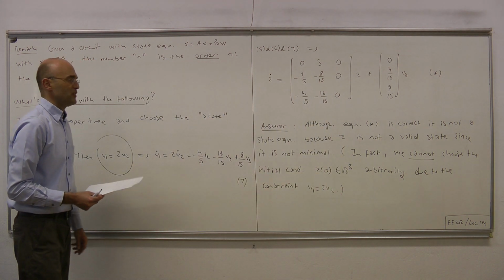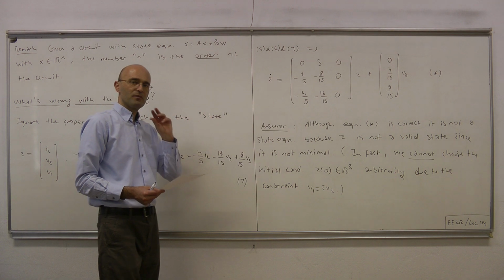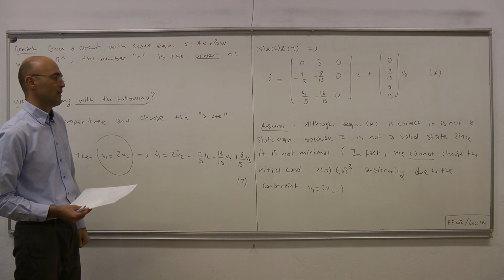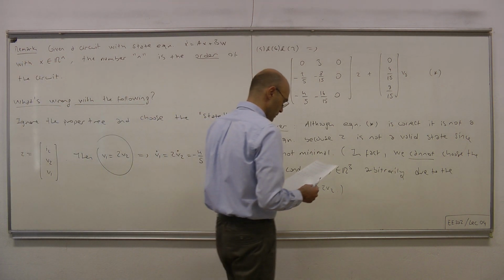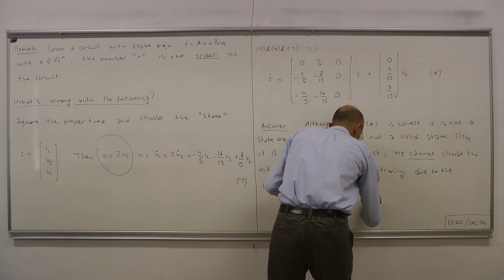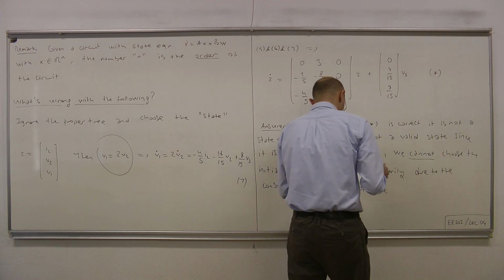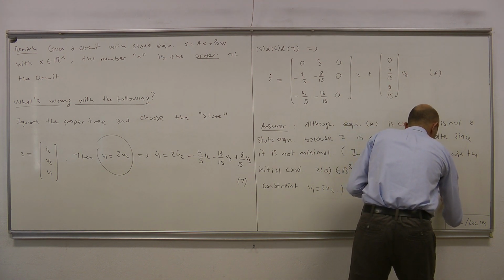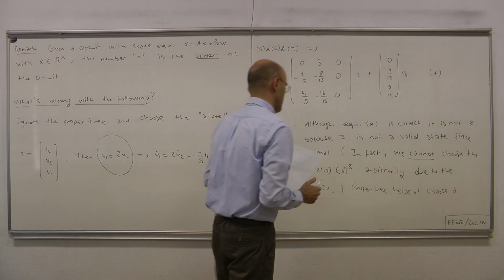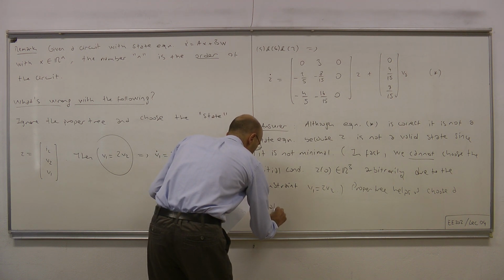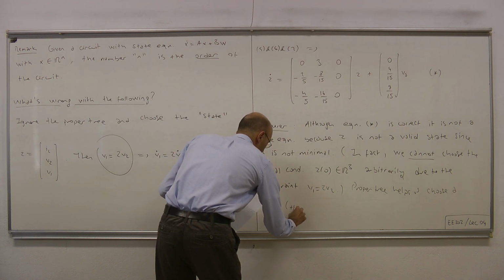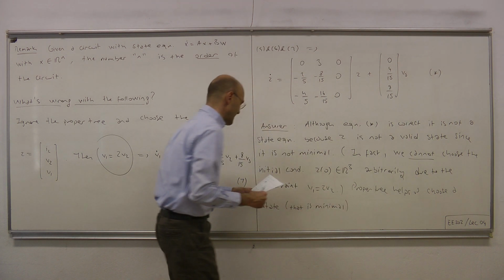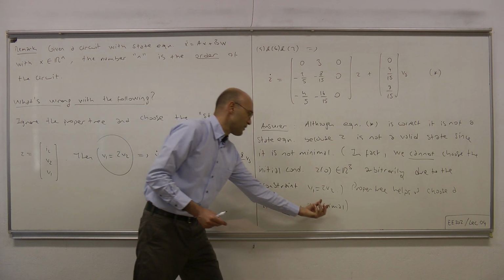And the message to take home is that the proper tree helps us see how to choose the proper state. Proper tree helps us choose a state that is minimal. So by definition, the state must be minimal.